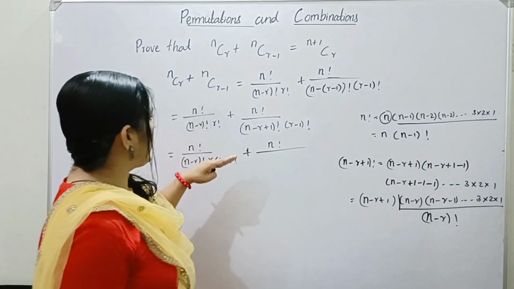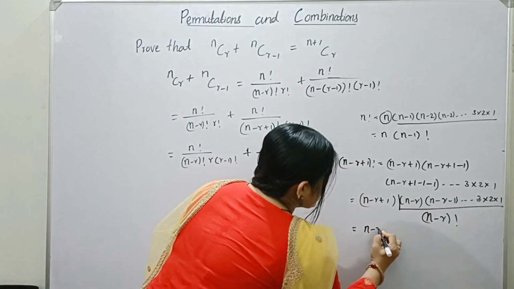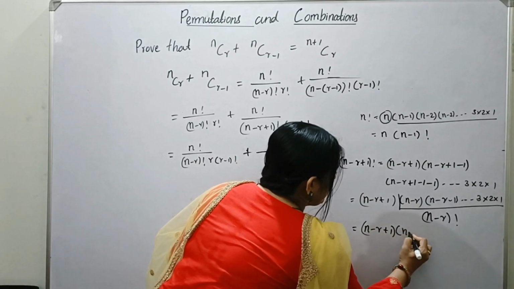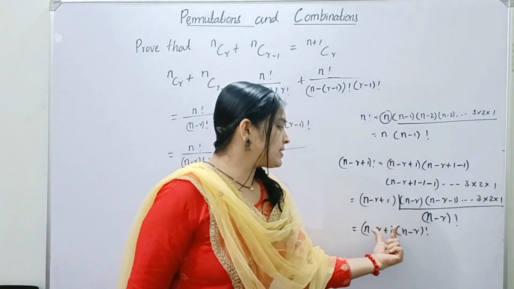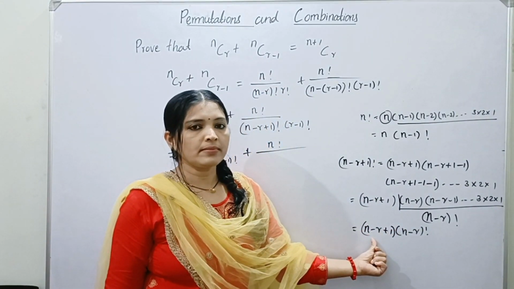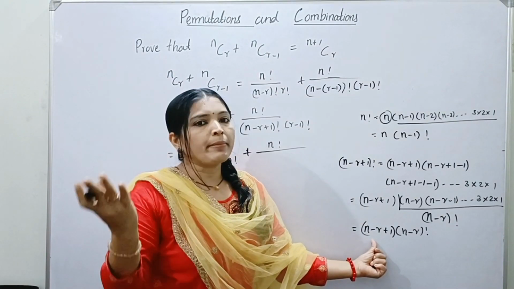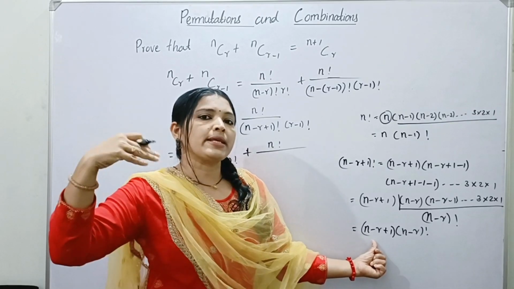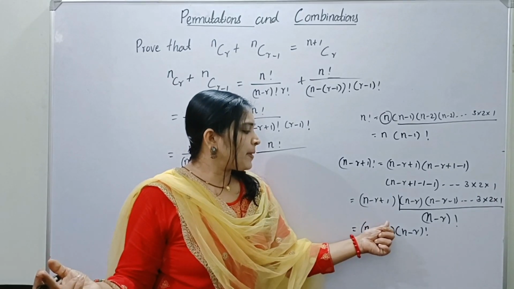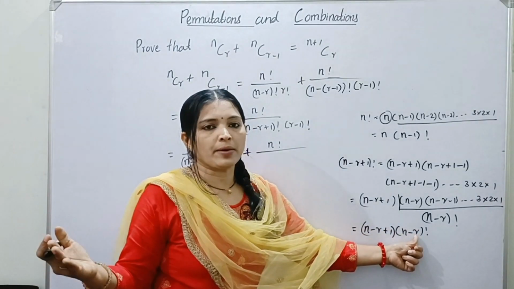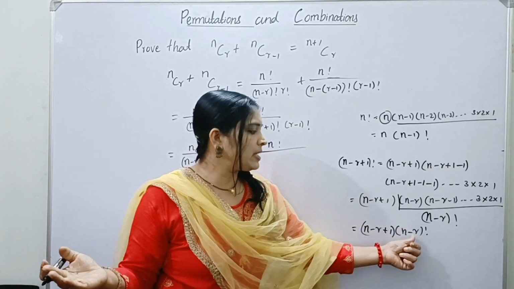So n minus r plus 1 factorial can be written as n minus r plus 1 into n minus r factorial, because it is the previous term of n minus r plus 1. See, n factorial: first is n, next n minus 1, subtracting 1, next n minus 2, again subtracting 1. So here n minus r plus 1, next n minus r, the previous step, by subtracting 1. So n minus r factorial.